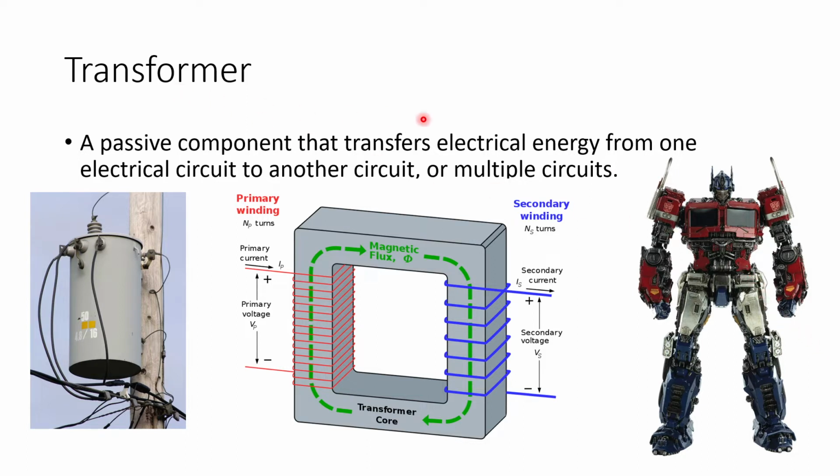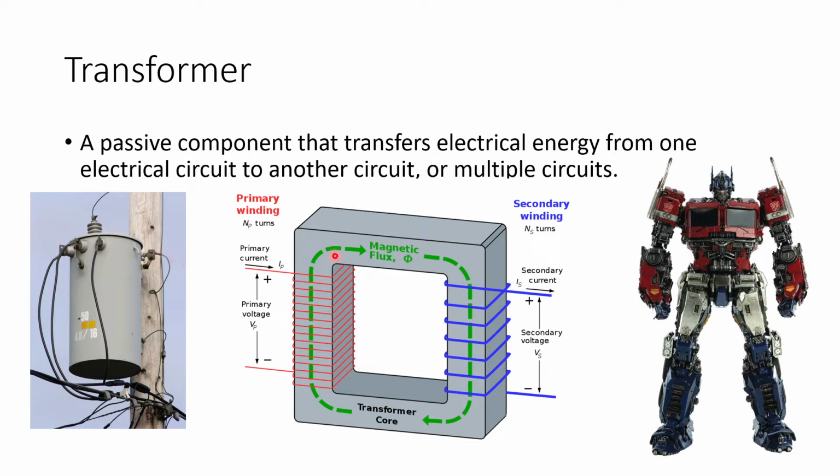A transformer is a passive component that transfers electrical energy from one electrical circuit to another, or maybe multiple circuits. Usually when electricity is transferred into your household, you need a transformer looking something like this to convert the energy from high voltage to lower voltage for more efficient use and maybe efficient transfer.